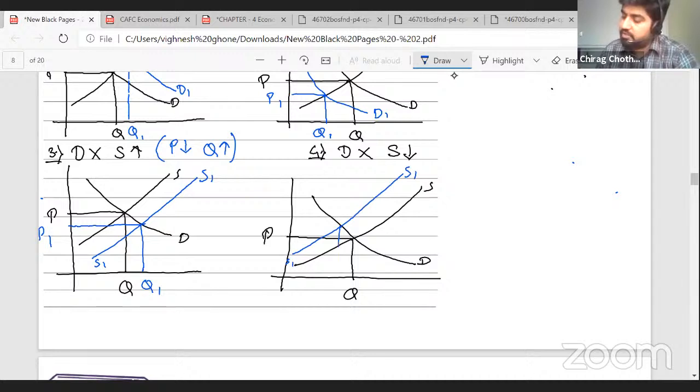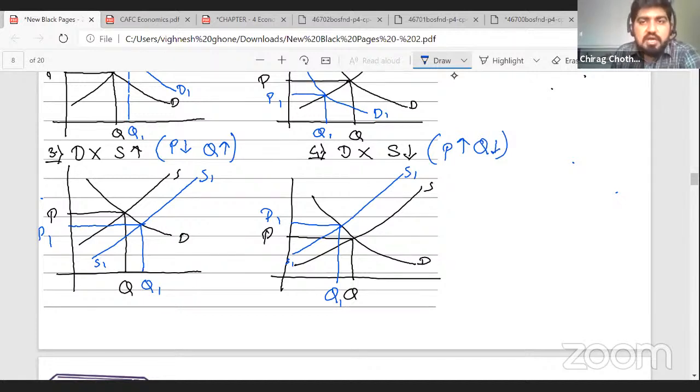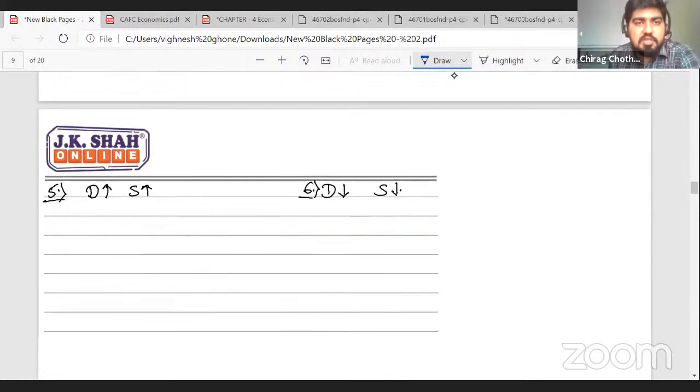What happens to our equilibrium quantity and equilibrium price? Be very careful. Equilibrium price increases and equilibrium quantity decreases, correct? So these are the first four scenarios. I hope you are very clear in this. Let's go quickly to the next one.